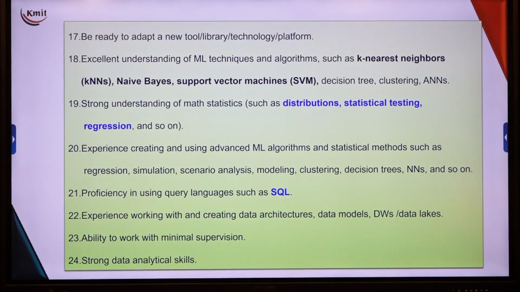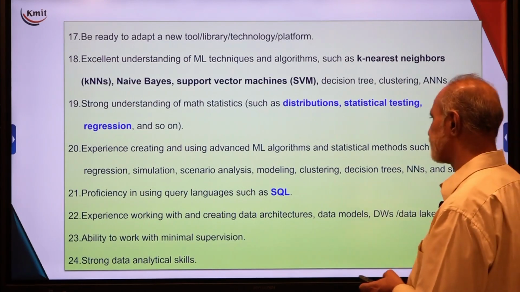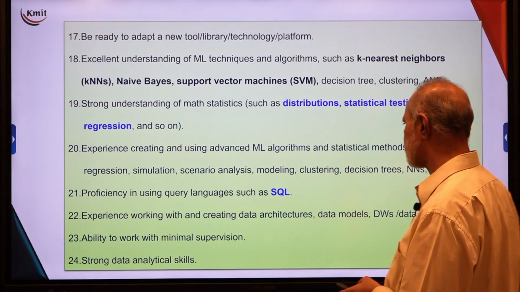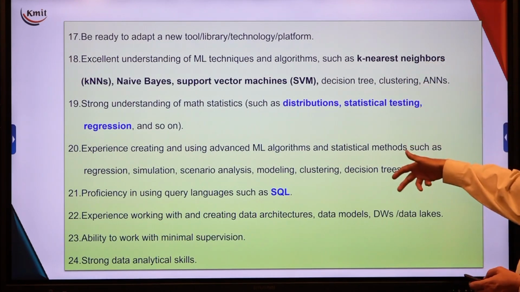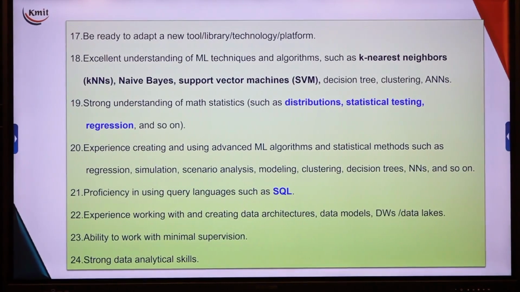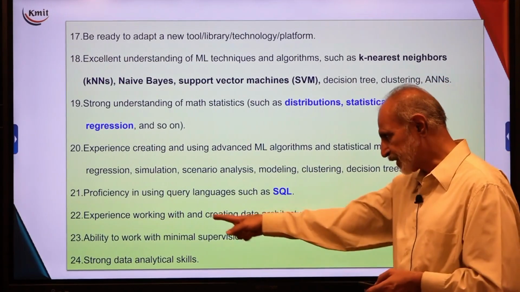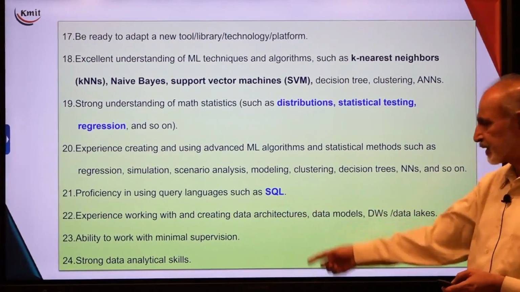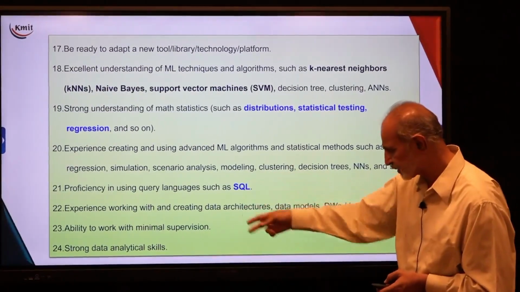Number 20, experience creating using advanced machine learning algorithm and statistical methods such as regression, simulation, scenario analysis, modeling, clustering, decision tree and neural network and so on and so forth. So, naturally, as I said on point number 18, point number 20 is also cohesive with that. Then point number 21 tells that you have to have a good knowledge about the SQL. 22 says that experience working with creating a data architecture, data model and data warehousing and data lake. So, this is related with your SQL.